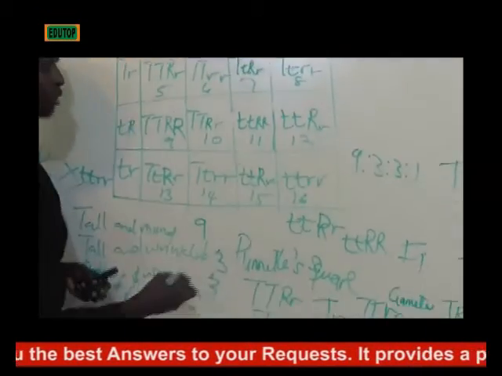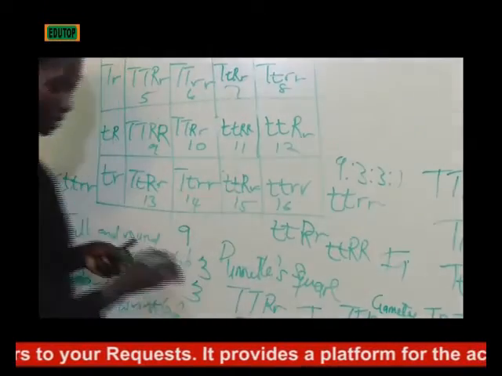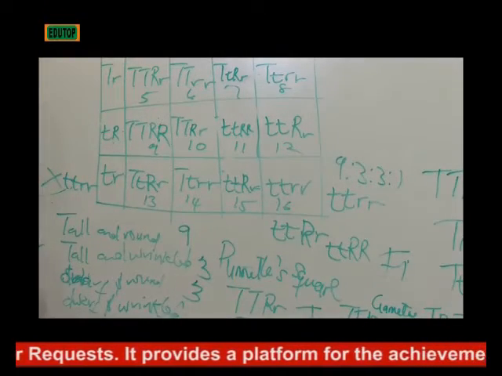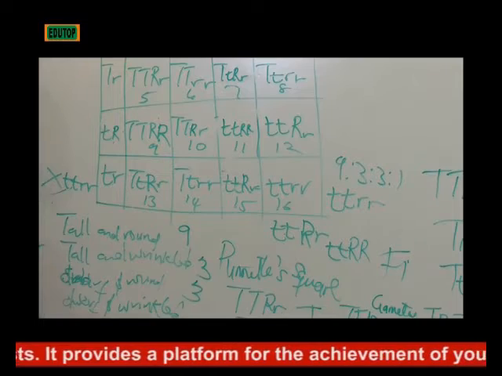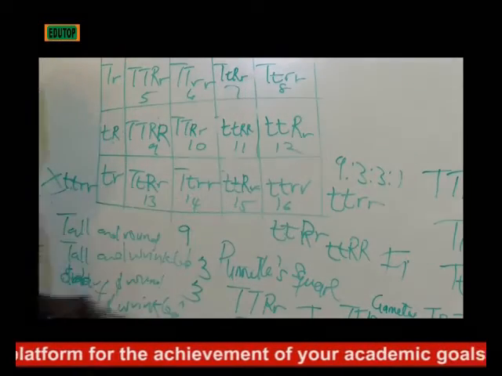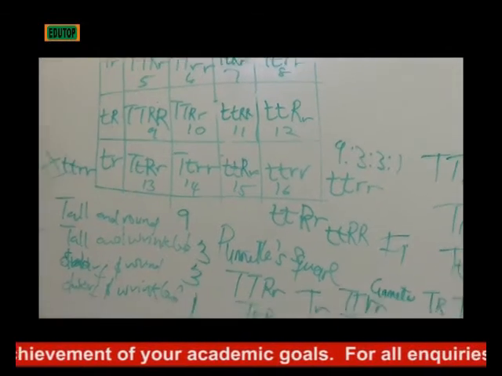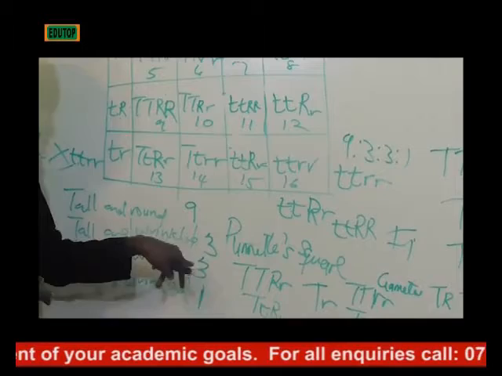Then for dwarf and wrinkled, it has to be ttrr. The two characters are recessive in it. So which one has that? That is number 16, and that is the only one. So we have proved now that what Mendel said was true. You have 9 to 3 to 3 to 1.